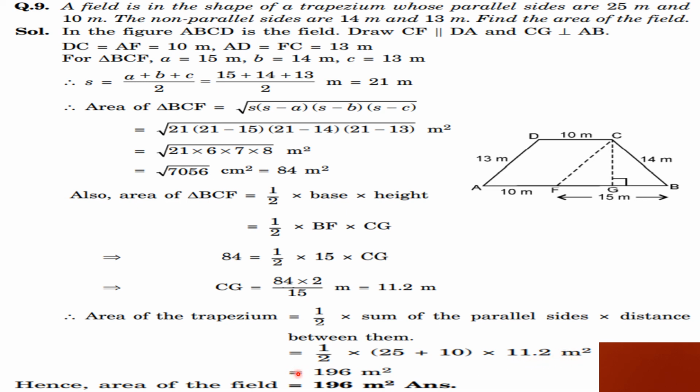That is equal to, by simplifying these numbers, we get 196 meter square. We are writing the resultant number directly here. We have to do the calculation part in rough work. Hence, area of the field is equal to 196 meter square. Understood, children?